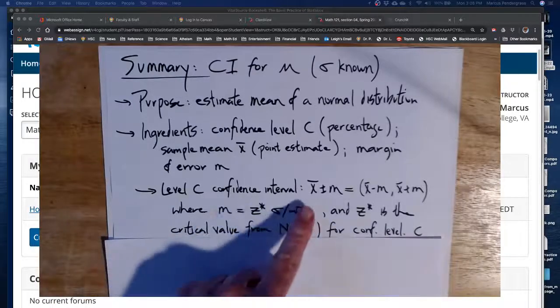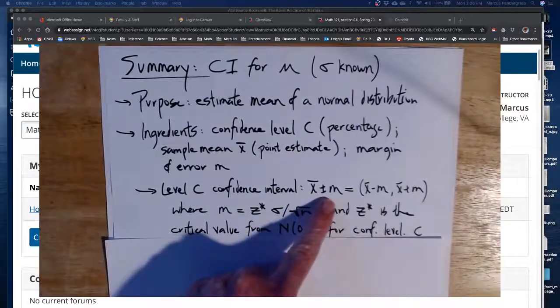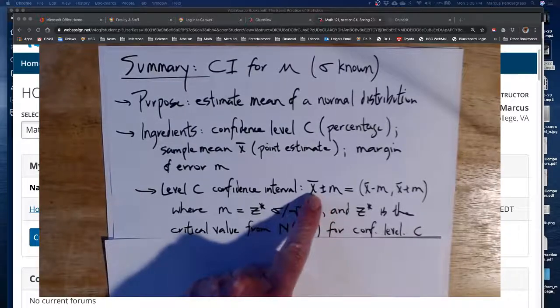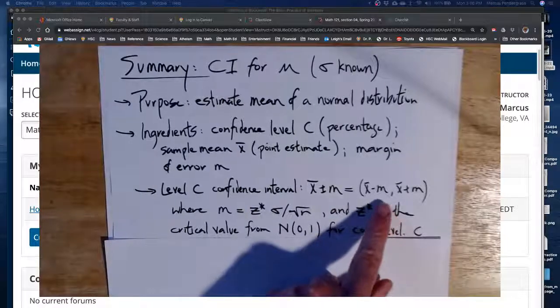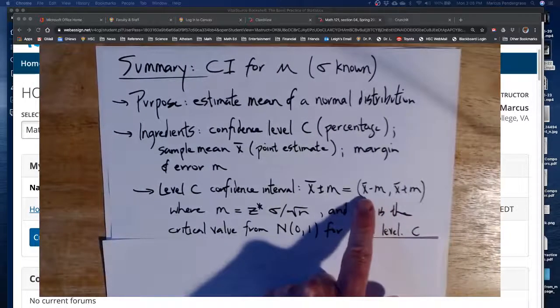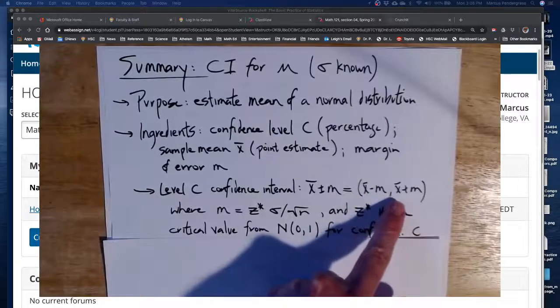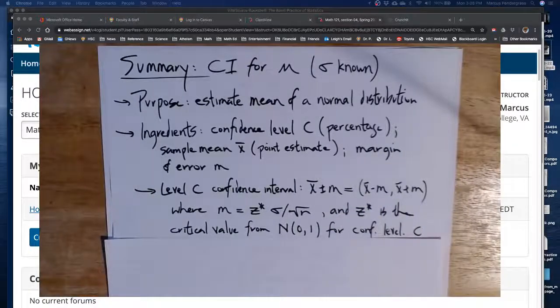The end result of all this will be a confidence interval. It's usually written as x bar plus or minus m, where x bar is your sample mean and m is the margin of error. Sometimes it's also written in interval notation, where you just give the lower bound x bar minus m and the upper bound x bar plus m.